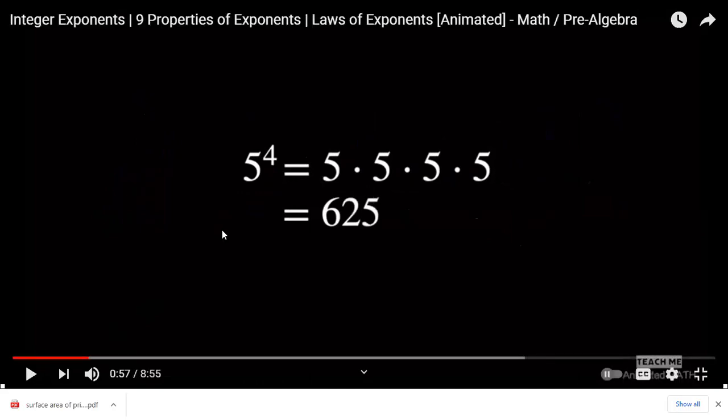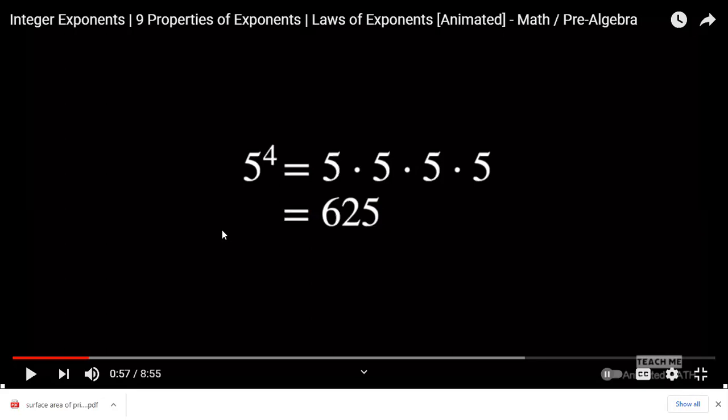Is this something new? No, we studied this before, right? 5 to the power of 4. Which one represents the base and which one represents the exponent? 5 is the base and the exponent is 4. What does the exponent mean here in this example?